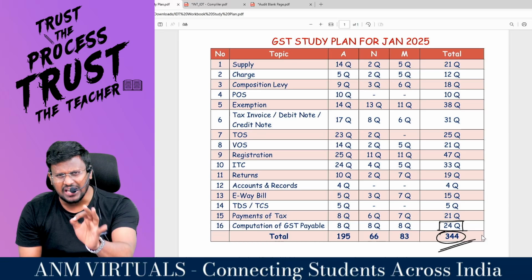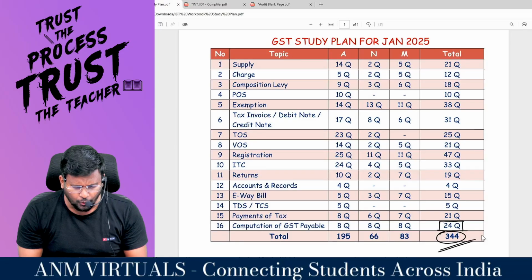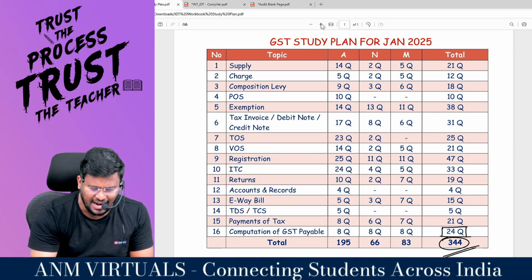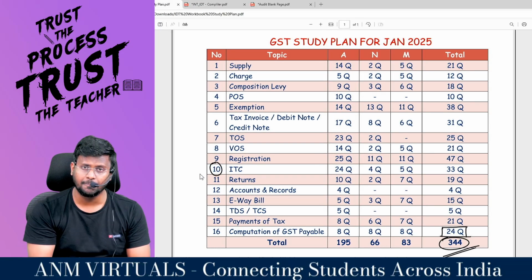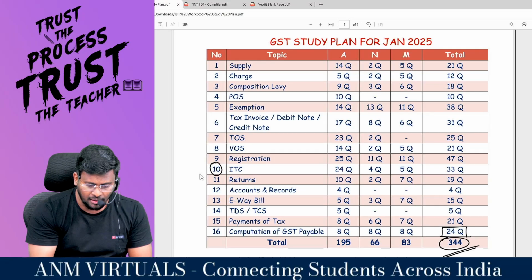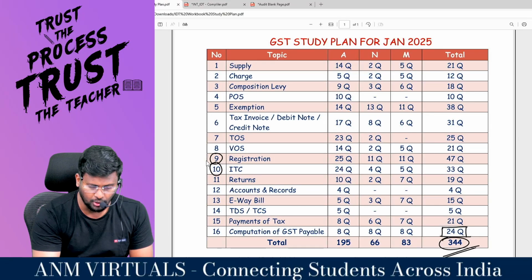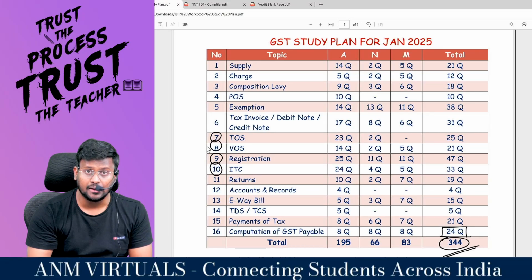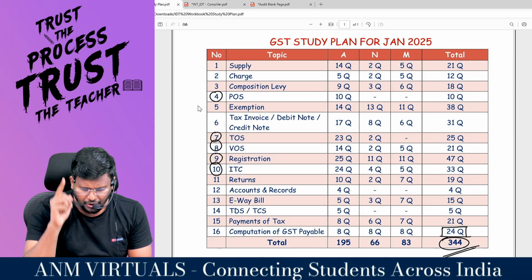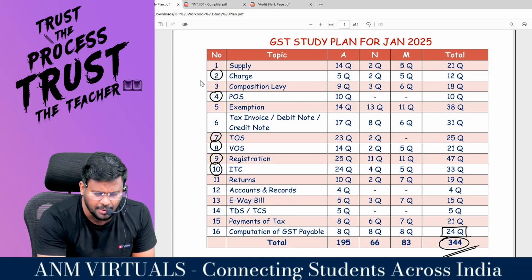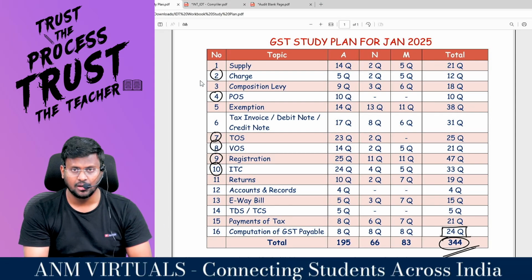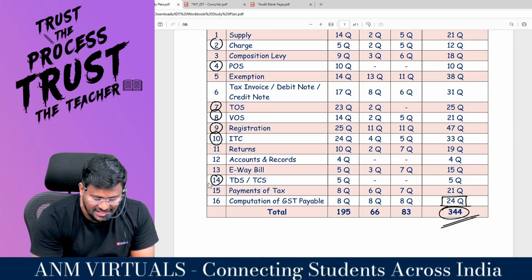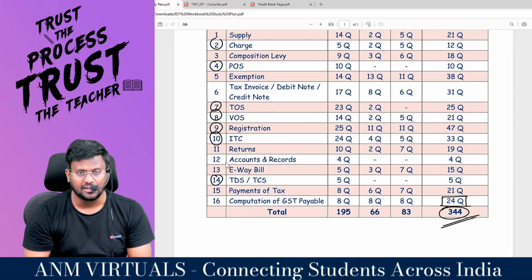Start with beautiful important topics like ITC, one of the most important, and registration, another important, time of supply, value of supply, another important, place of supply, very important, RCM related questions, charge of GST, then come to TDS and TCS and returns like that.